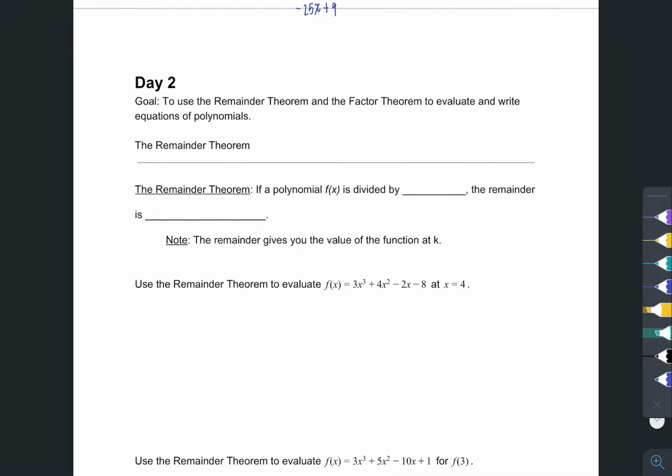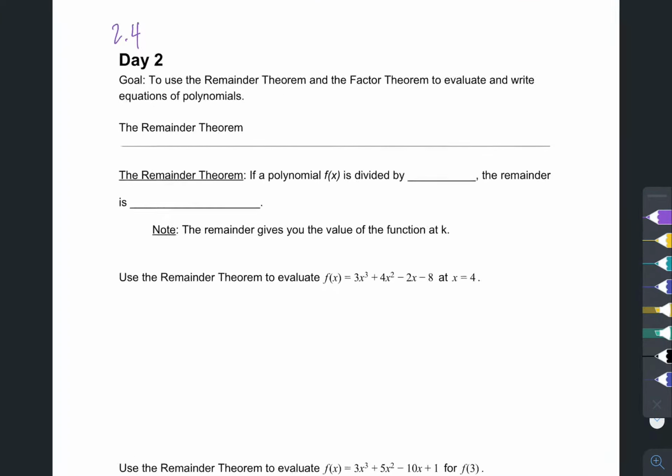Today we are on day 2 of our 2.4 notes, which is synthetic division and long division. But today we're using the remainder theorem and the factor theorem.